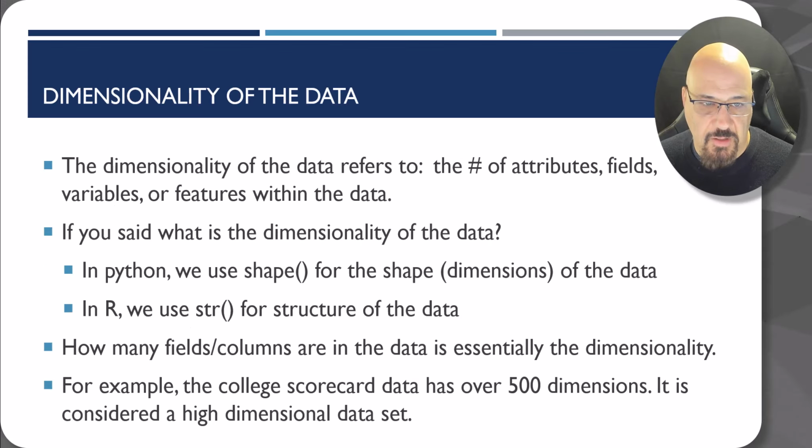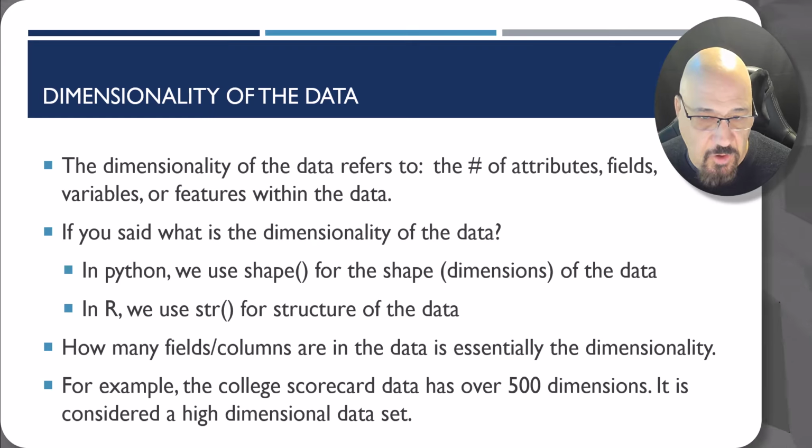The overall dimensionality of the data refers to the overall number of attributes, fields, variables, or features within the data. So I use all these terms to describe essentially the same thing. They are basically just the columns of the data that you have. If you said, what is the dimensionality of the data? We have a few different techniques in our programming languages to get that for you. In Python, you can use shape, and in R, you can use str for the structure of the data. So the bottom line is, however many fields or columns there are in the data, that's your dimensionality.